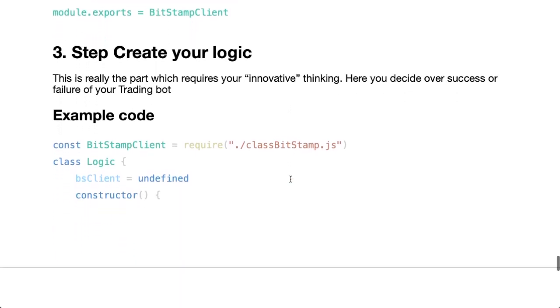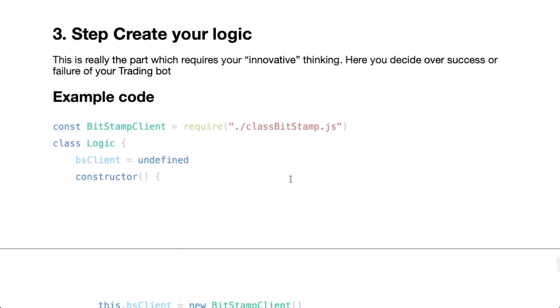And finally you need to create your logic. So basically the WebSocket part gets all those trades which are done. The Bitstamp API, or whatever other exchange you're working with, handles the interaction with Bitstamp as such, if you want to cancel or create an order, or if you want to know about your balance.